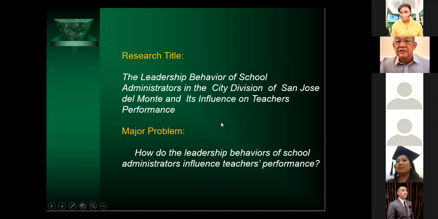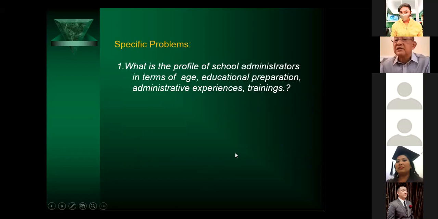Descriptive and inferential analysis. Ito yung one study na kinonduct ng one of our advisees. The thesis is entitled The Leadership Behavior of School Administrators in City Division X and its Influence on Teachers' Performance. Tingnan ninyo, ito yung mga problems na sasagutin. First, specific problem na dapat sagutin: What is the profile of school administrators in terms of age, educational preparation, administrative experiences?